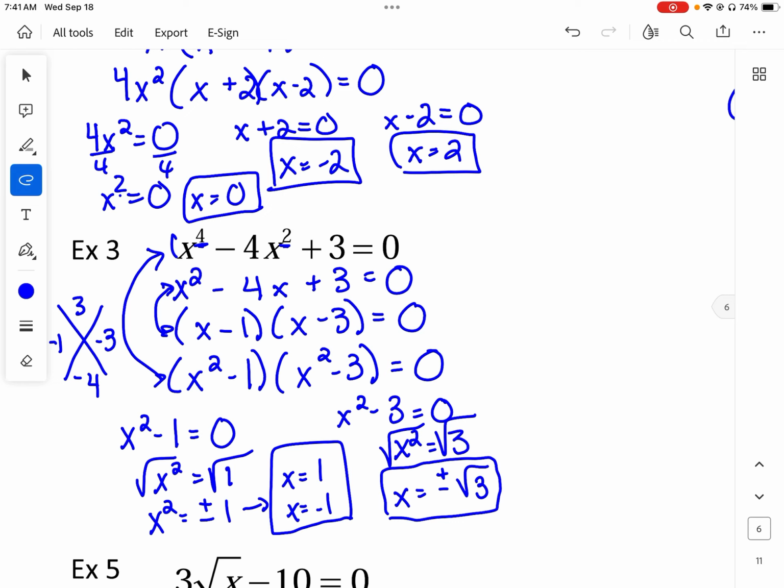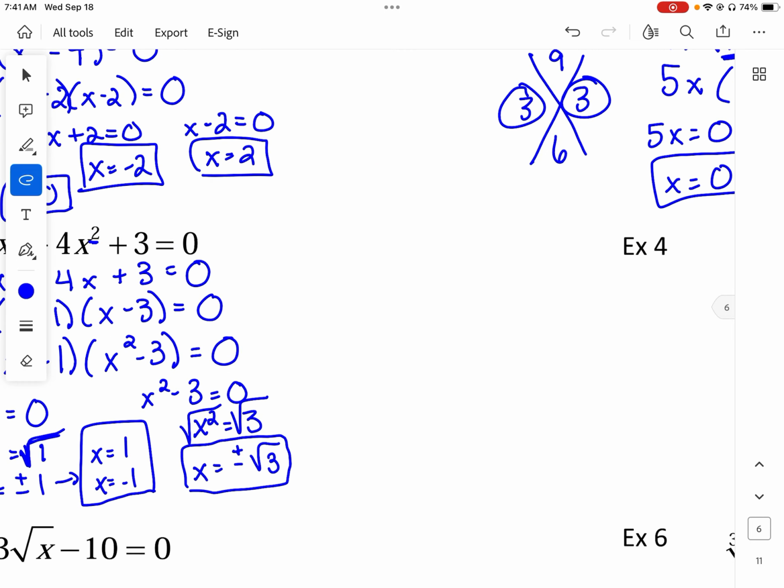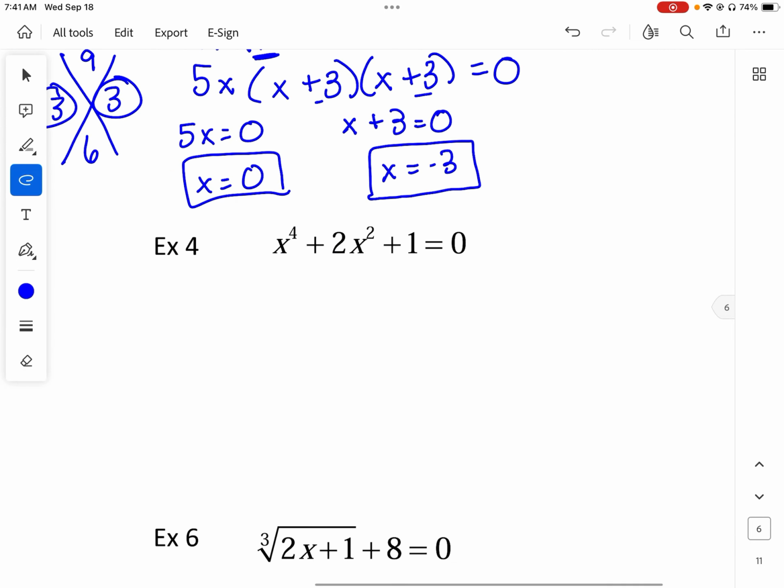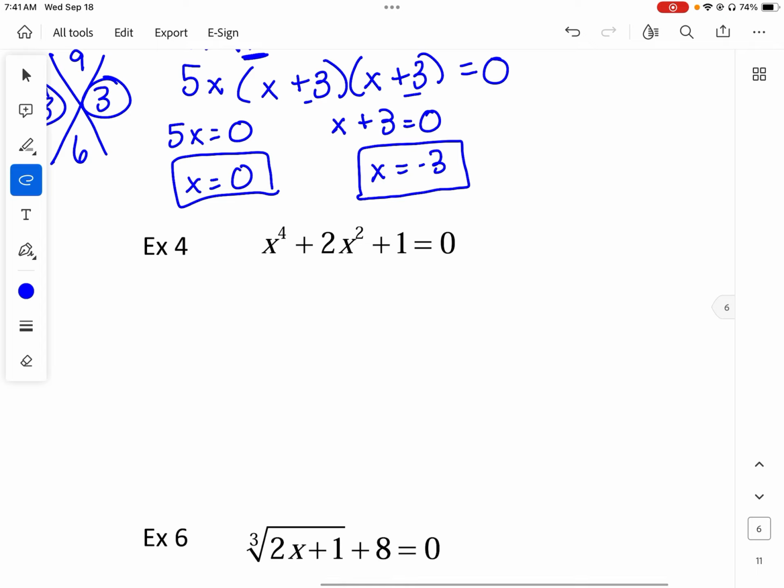So the reason I was able to say x equals 1 is because the square root of 1 is 1. So that's how I was able to actually separate it and get two different answers. Square root of 3, we can't simplify that. All right, let's look at this next one.